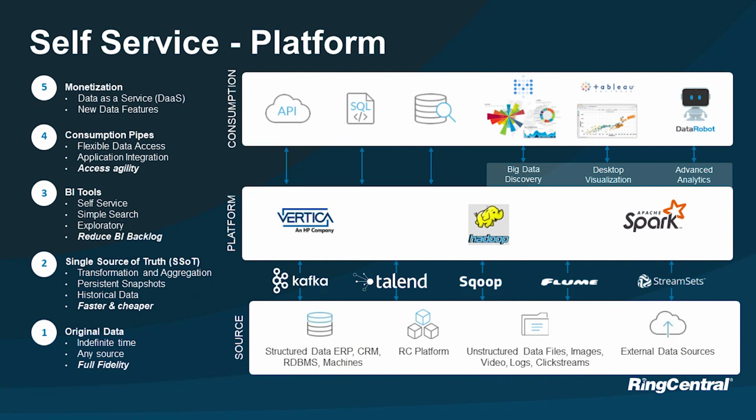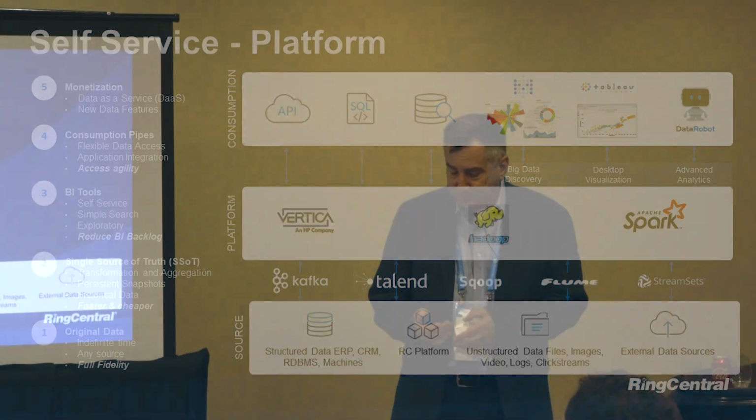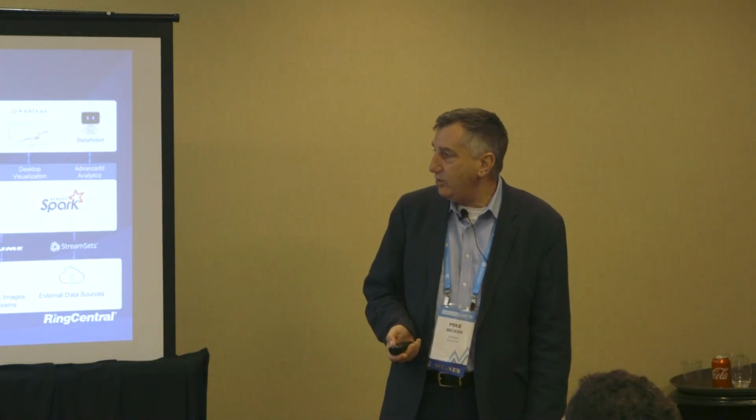And it all starts with the source system, right? So we have original data that's indefinite in time, any source, full fidelity. It includes our structured ERP, CRMs, information off of our SaaS platform, which includes everything from those integrations that we have, we call those API calls, to our call detail records off of our telephony systems, to our transactions, and then our unstructured information, which a lot of that's like our API calls and such, and then even external data sources. And then we build our self-service platform.